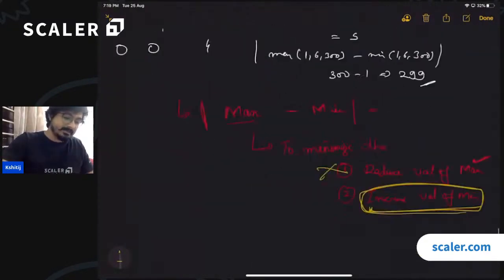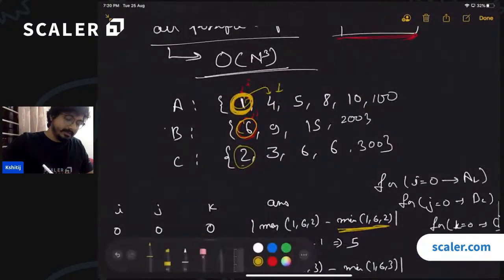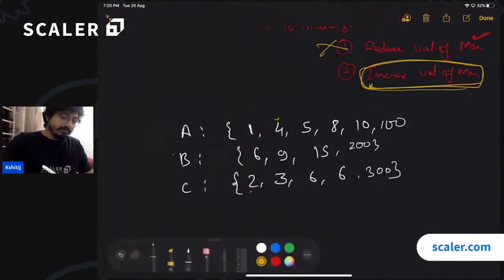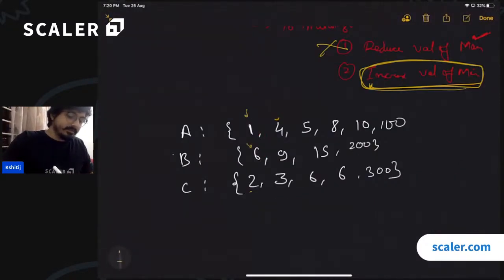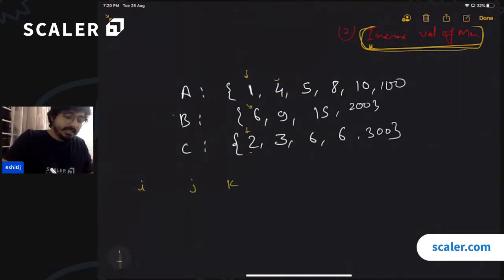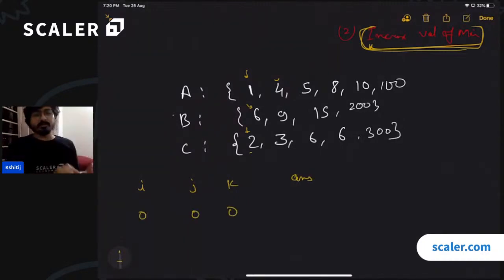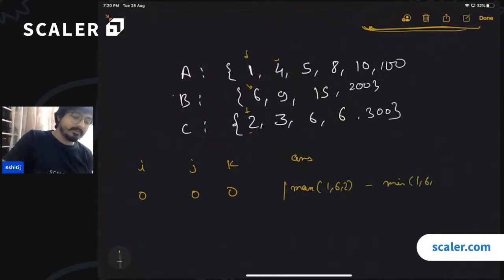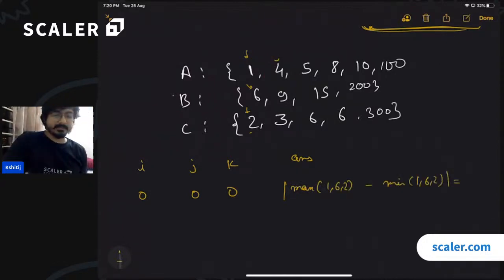Okay, let us copy this and then try to understand this whole thing. So now what we are going to do is we are starting from these 3 elements. Our I, J, K and the answers are here. All of them are pointing to the minimum possible elements of these arrays. Okay, what is the answer? The answer is maximum of 1, 6, 2 minus minimum of 1, 6, 2, which is nothing but 6 minus 1, which is 5.